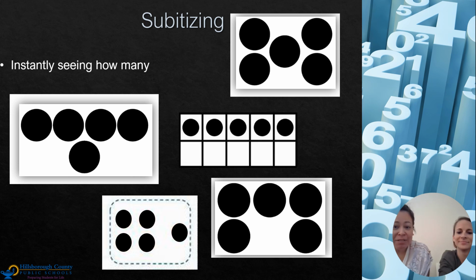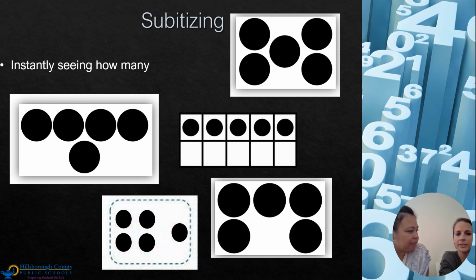And here we have subitizing. Subitizing is instantly seeing how many. So for example, when you roll a dice and you automatically know the number that's on the dice, you don't have to count it. You have subitized the numbers on the dice. So when you see the examples that are on the slide, you know these are 5 every single time without having to count them.